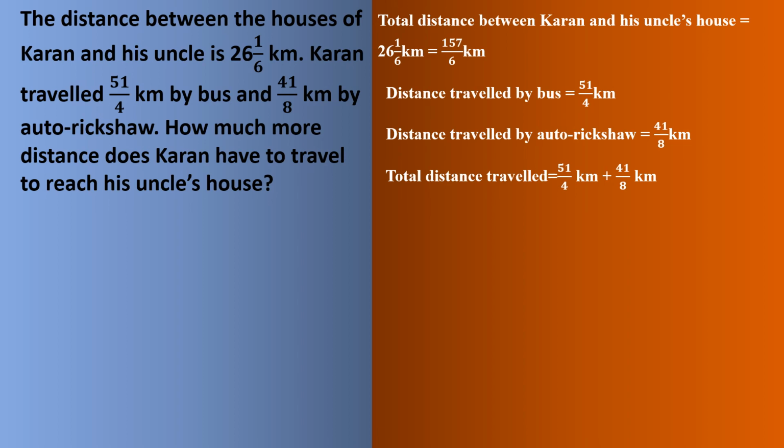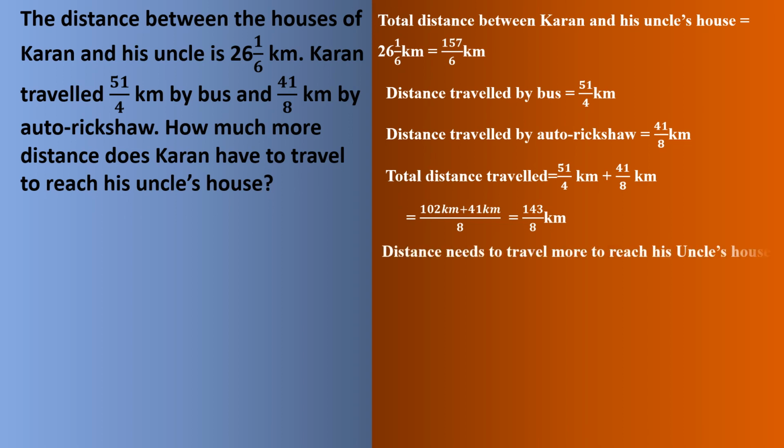Just add this. Here the denominators are different. It means we will find out the LCM of 4 and 8, and that is 8. Now solve this and you will get 143 by 8 kilometer. Now we need to find out the remaining distance, the distance he needs to travel more to reach his uncle's house. It means just subtract 143 by 8 kilometer from the total distance. It means 157 by 6 kilometer minus 143 by 8 kilometer.